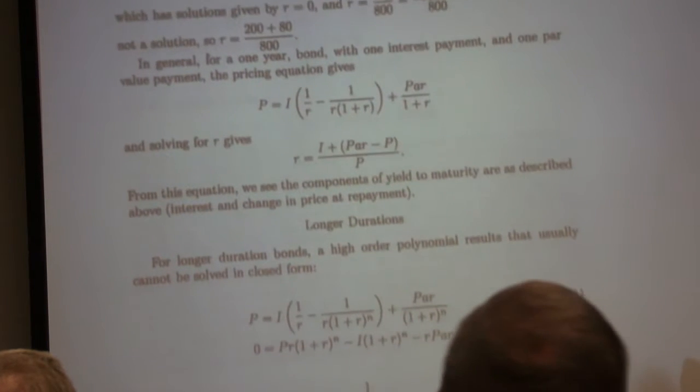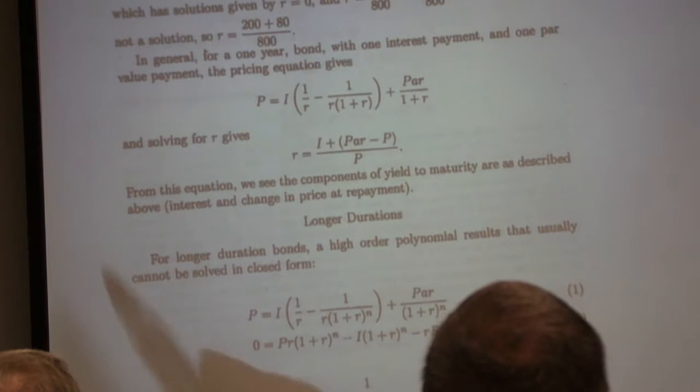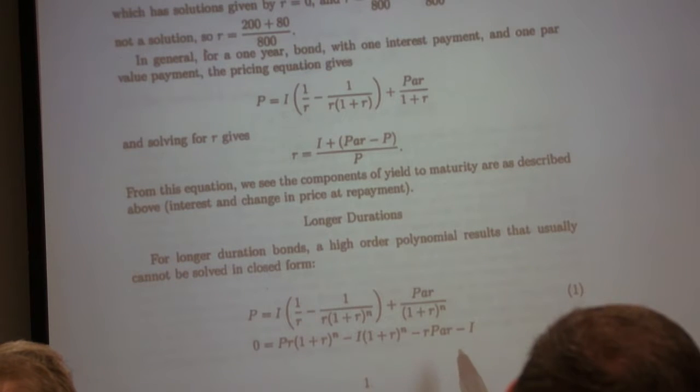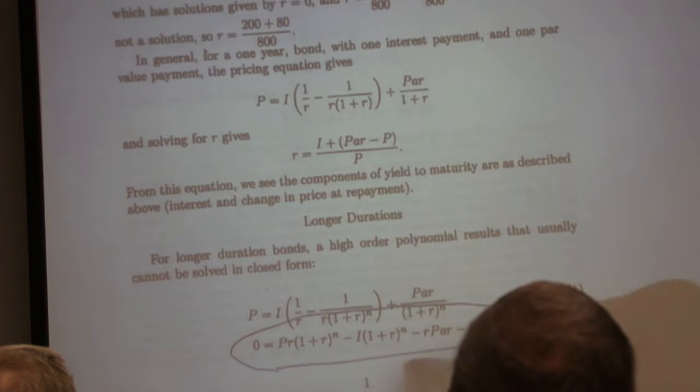For longer durations, it's a similar idea. We pay a certain price, and we don't know what the yield necessarily is when we pay that price. So we can rearrange some stuff and we get this equation here, but this thing can't be solved in closed form. And so there's a numerical recipe that you can cook up to actually solve for R numerically.